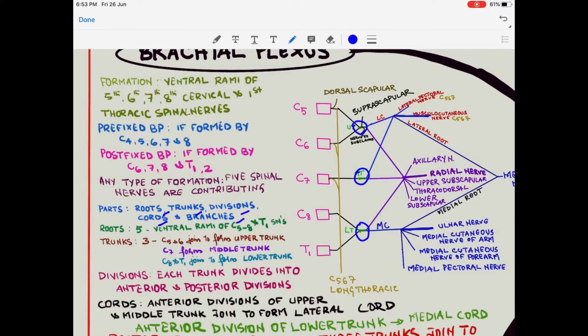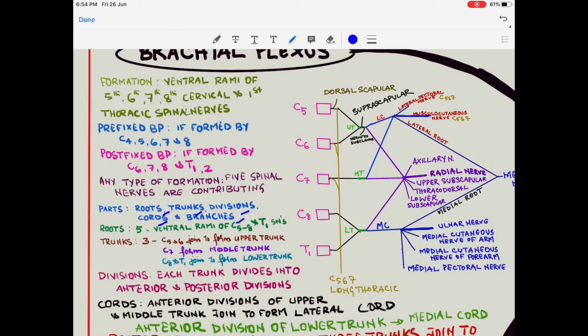Upper trunk is formed by C5 and C6, middle trunk is formed by C7, lower trunk is formed by C8 and T1. Now the third part is the divisions. So each trunk will divide into 2 divisions, anterior division and posterior division. Each trunk will divide into anterior division and posterior division.